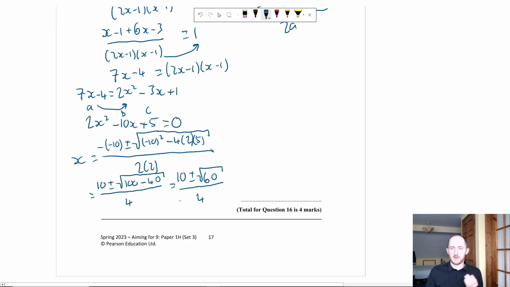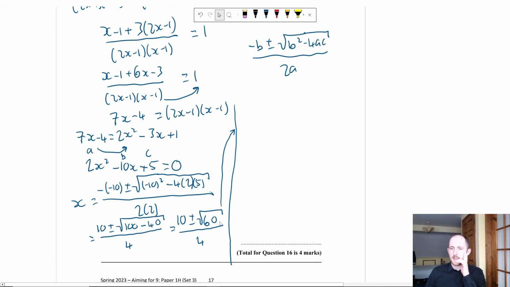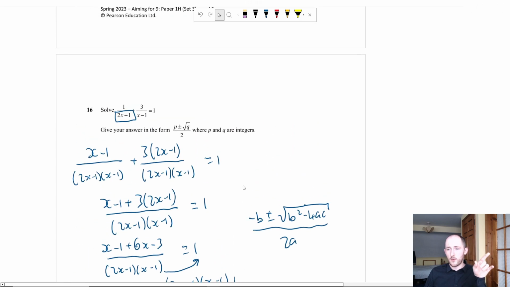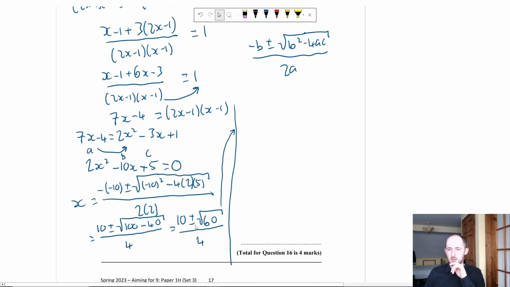So what I want to be able to do is divide the top by 2. I've run out of space mostly because my writing's a lot bigger because I've gone on the screen. So what I want to do then is pull out a 4 from this, because if I pull out a 4, that will give me a 2 on the outside here, which I hope makes a bit of sense. So again, I could have pulled out something bigger. Actually, maybe not. So that equals 10 plus or minus 2 root 15.